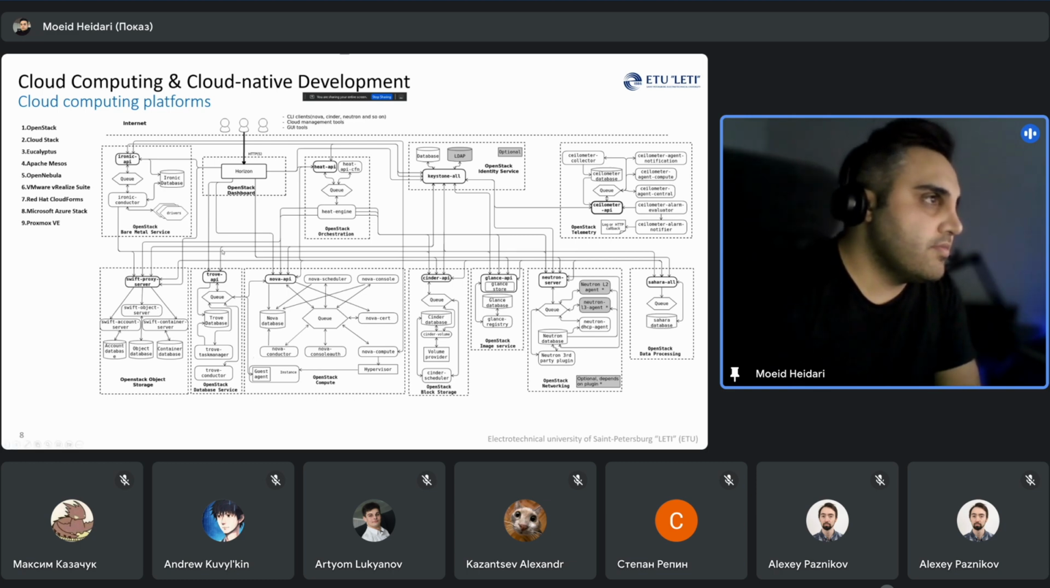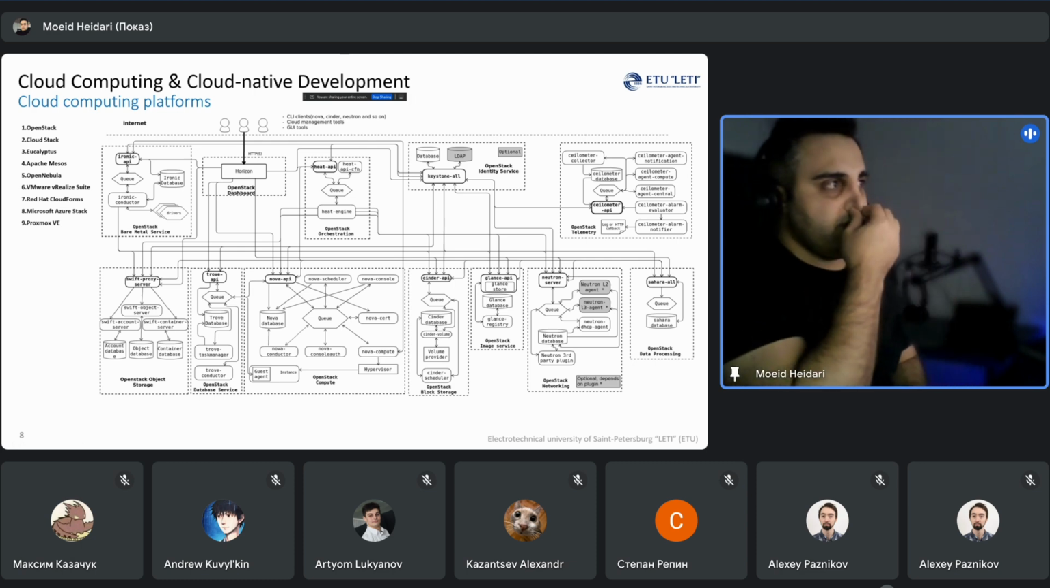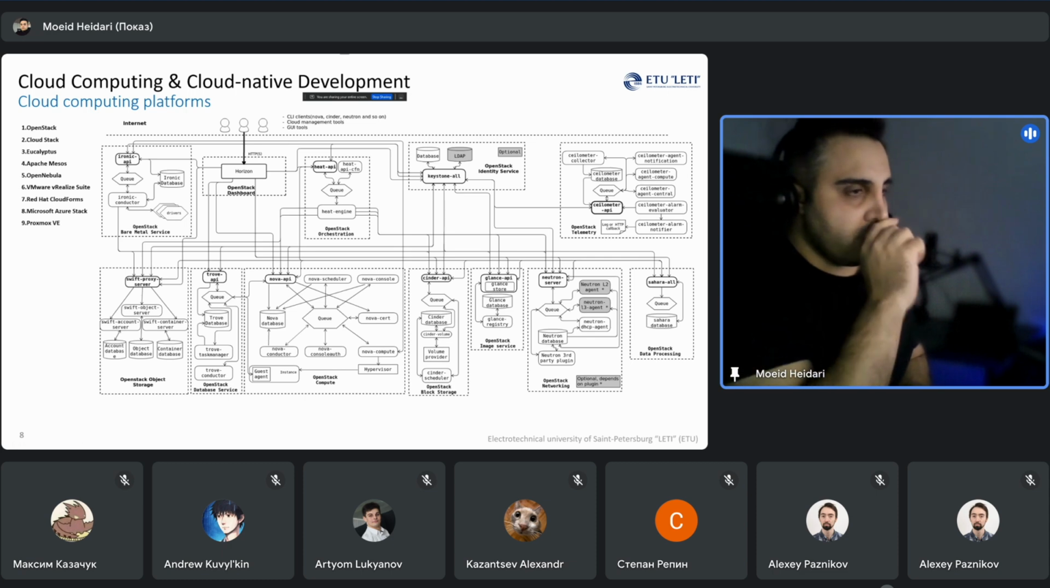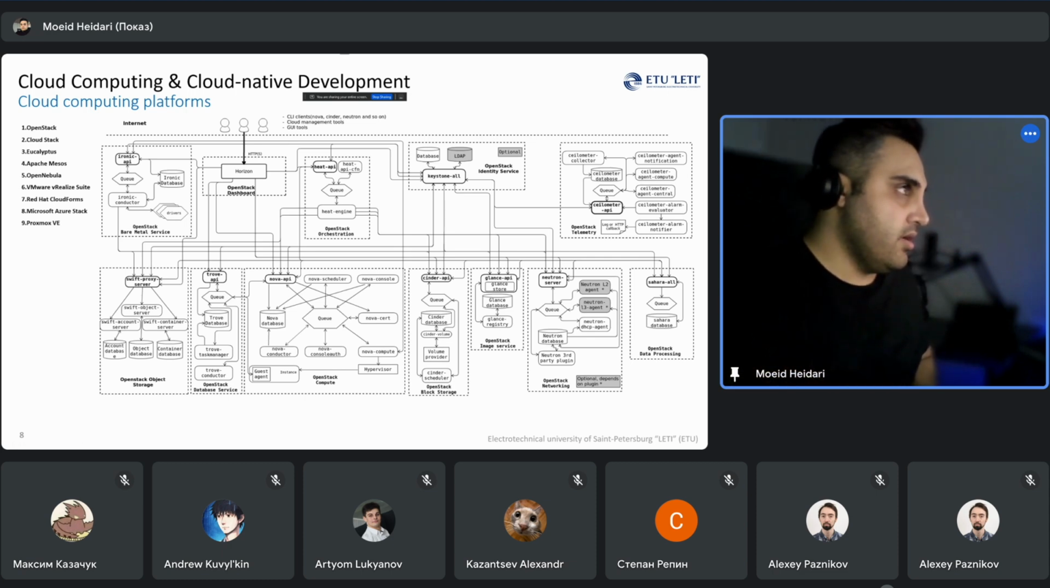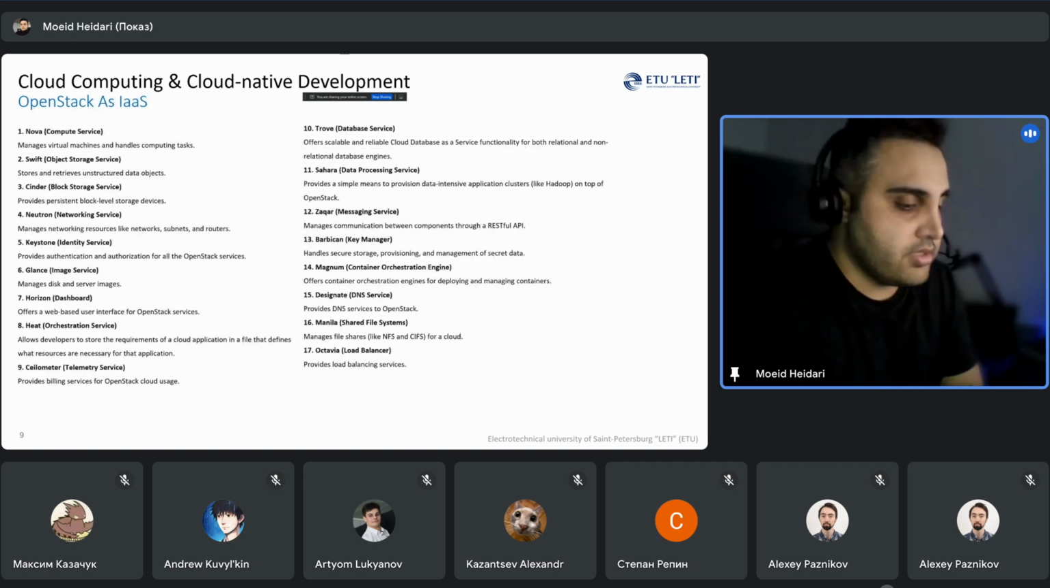So for this picture, it's not important if it's not that much visible, because in the next slide we will talk about different components of that. So in addition to OpenStack, we have CloudStack. Also, we have some other types of cloud computing, like Apache Mesos, or OpenNebula, or VMware vRealize Suite. These are also cloud computing platforms, but specifically in this lecture, we are going to talk about OpenStack.